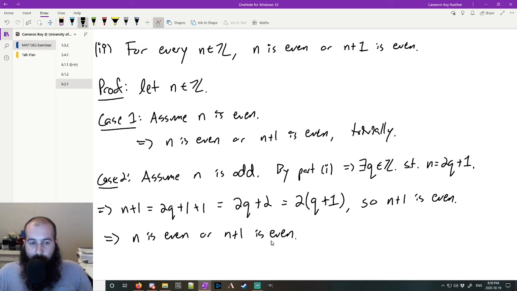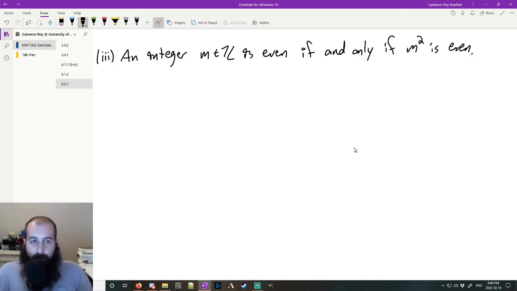Now, in each of our exhaustive cases, we arrived at the same conclusion. n is even, or n plus 1 is even, here, and in case 2, n is even, or n plus 1 is even. So overall, we've proved our statement. As a last part for this exercise, we can prove statement 3, which is that an integer m is even if and only if m squared is even. For our proof, we can just begin by proving the usual direction.